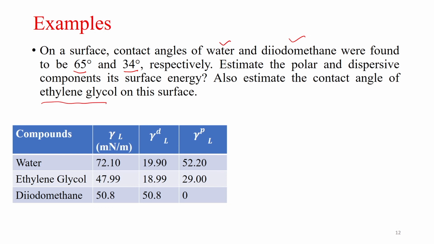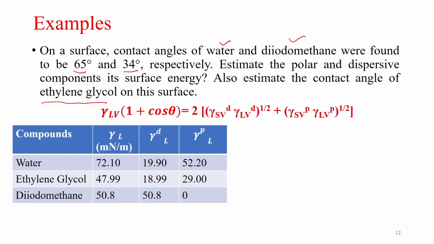So, first we have to know the surface tension or surface energy of the liquids, that is given here in the table for water, diiodomethane and ethylene glycol. So, this is the Young-Dupré equation and this is the Good's equation. So, here we have to write the 2 equations: equation 1 will be for water and equation 2 will be for the diiodomethane.